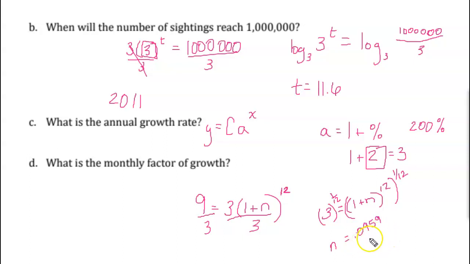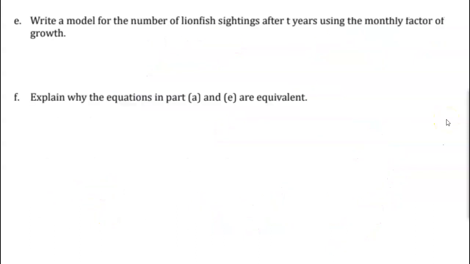0.0959. Now remember, as a percent, we'd have to move our decimal place over a couple of places, and we get 9.59%. So on an annual rate, over a year, it grows at 200% per year. But if I'm looking at it by month, each month it's growing 9.59%.